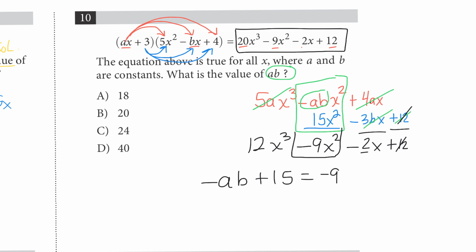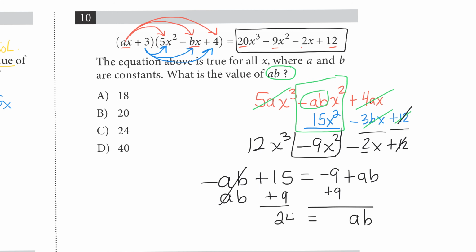So now I need to solve for ab, because that's what we're looking for. So I'm going to add ab here, and I'm going to add ab here. And then I'm going to add 9 here, and I'm going to add 9 here. And by doing it this way, I now have what a times b is. 15 plus 9 is what? 24. So that means that a times b is 24. And in this problem, the answer was C.